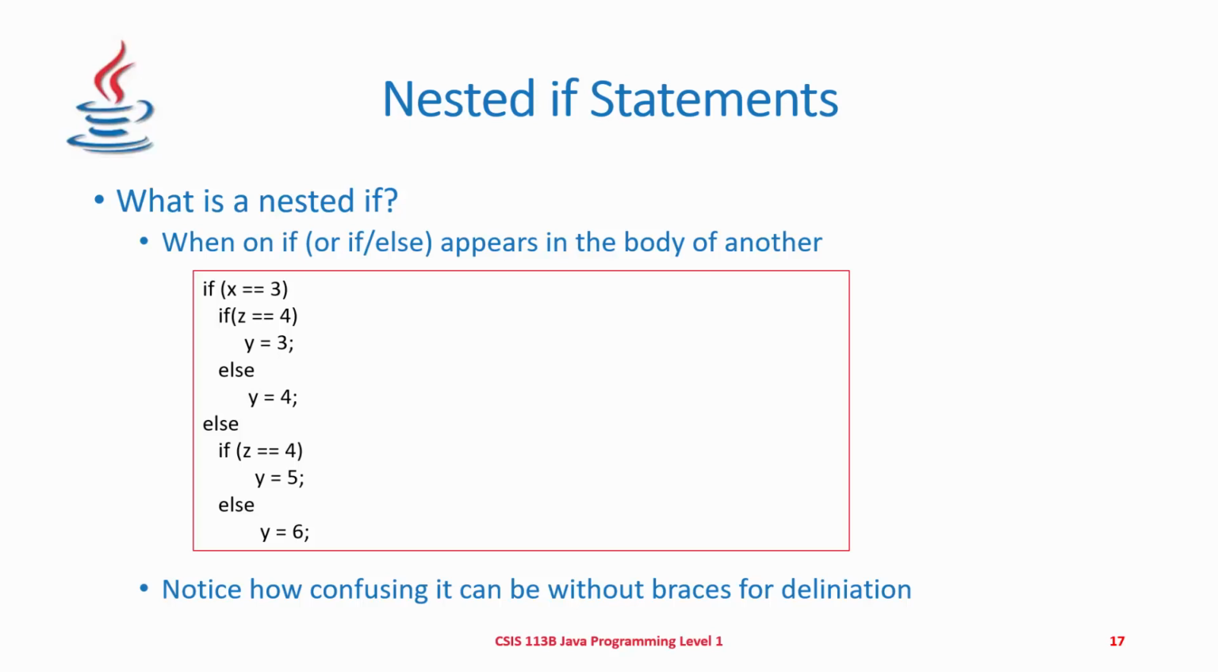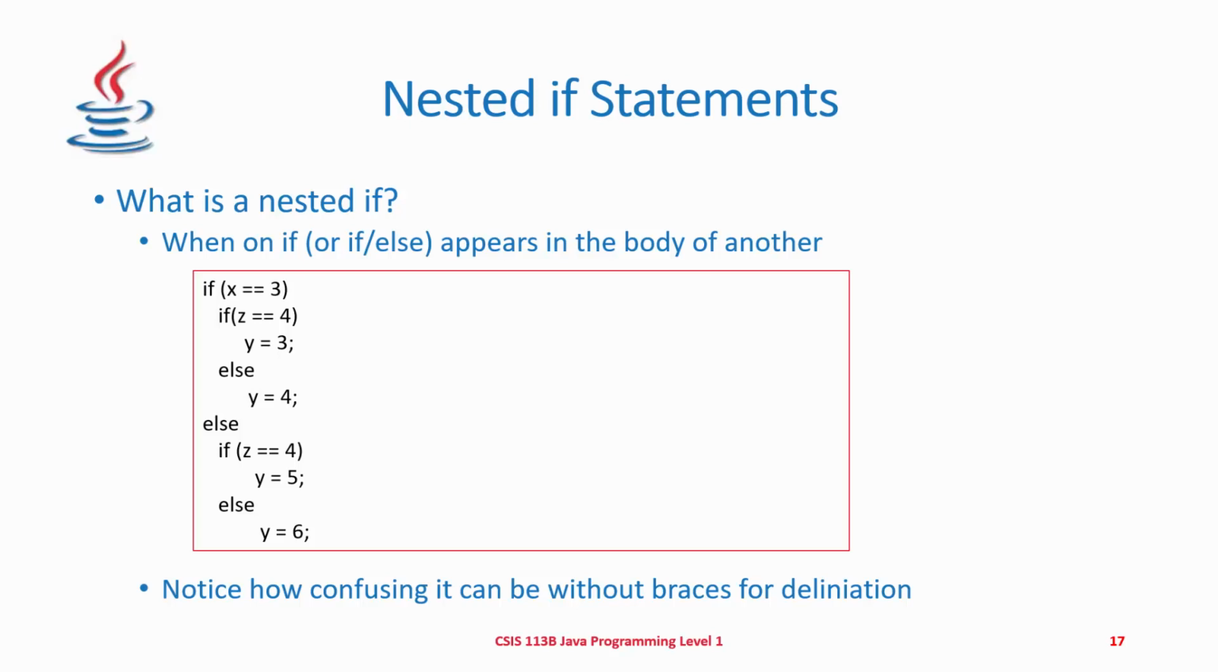In this example, we have an outer if statement checking the condition to see if x compares to 3, and then a nested if statement inside of that. So if x does compare to 3, then it's going to check to see if z compares to 4, and then there's a true and a false for that condition. Now, if x did not compare to 3, then we jump down to the else, and then there's a nested if in that else, again checking to see if z compares to 4. If so, assigning 5 to the variable y at that point. And then if it does not, if it's false, assigning the value of 6 to y.